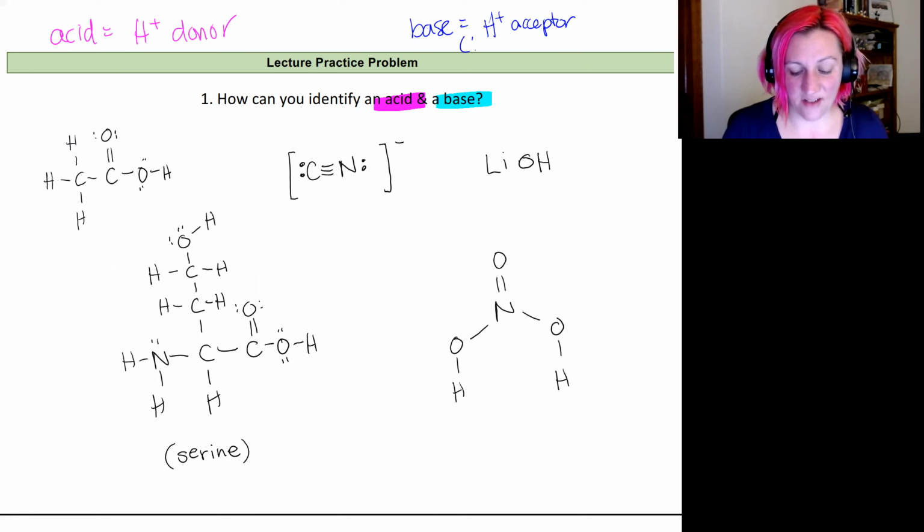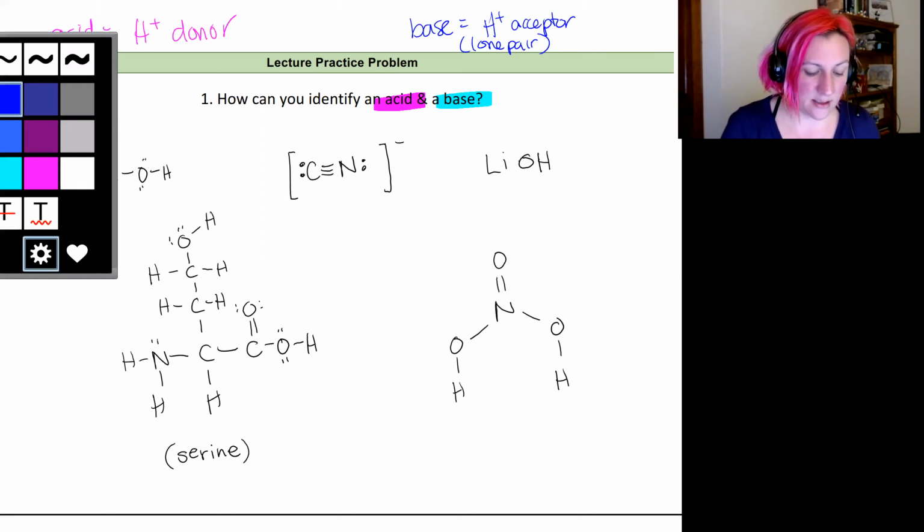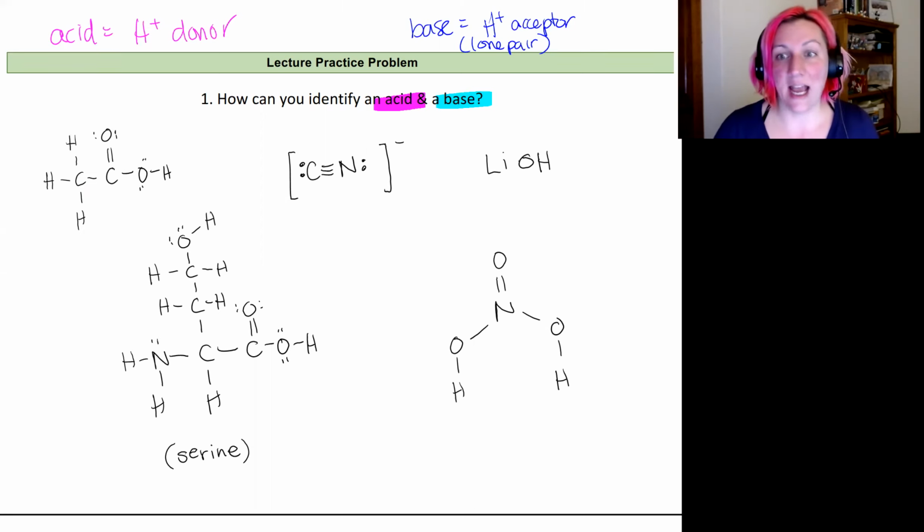That means it's going to have a lone pair, right? That can form the bond. And our acid will have a hydrogen it can lose. So take a minute and look through these 5 different molecules and try to label which one's an acid and which one's a base. And then also try to decide which lone pair and which hydrogen in each molecule are the hydrogen that's acidic or the lone pair that's basic in the base.